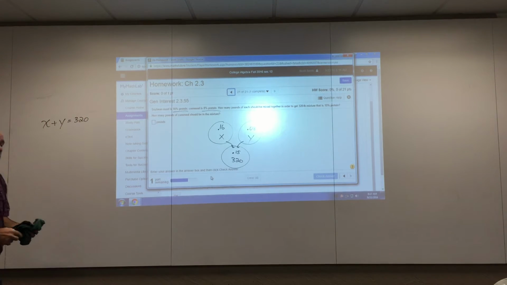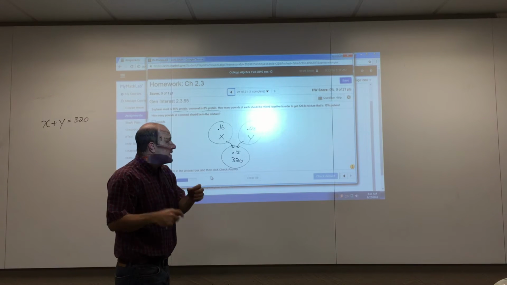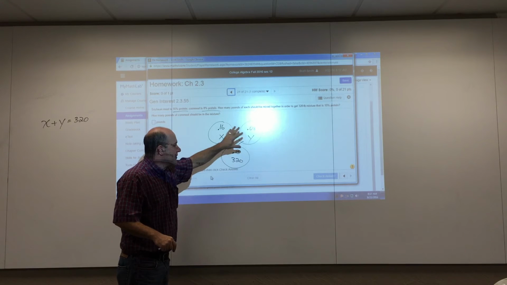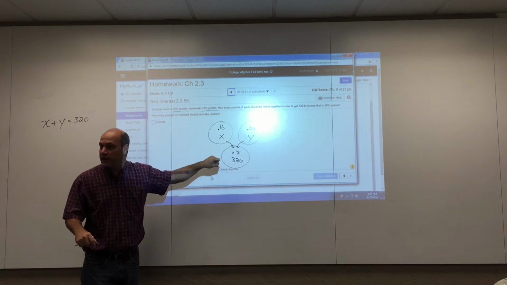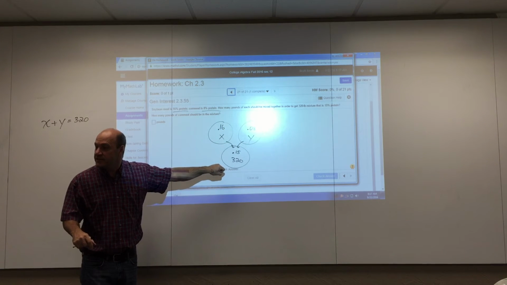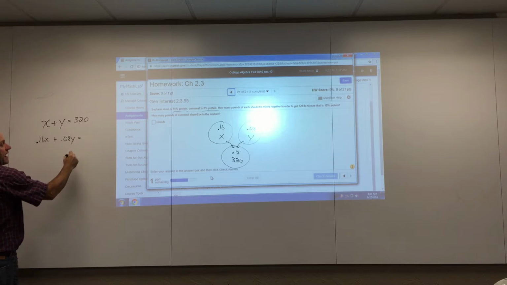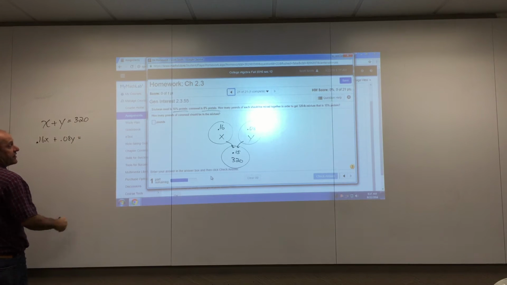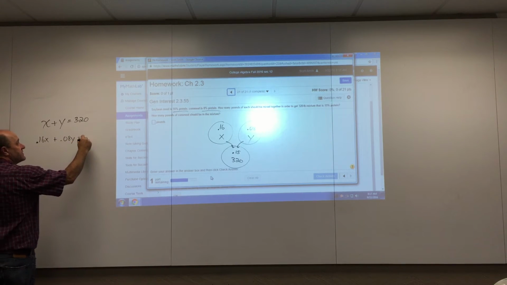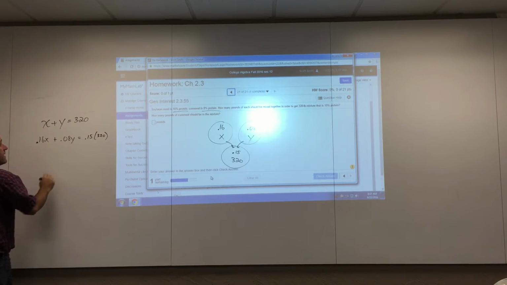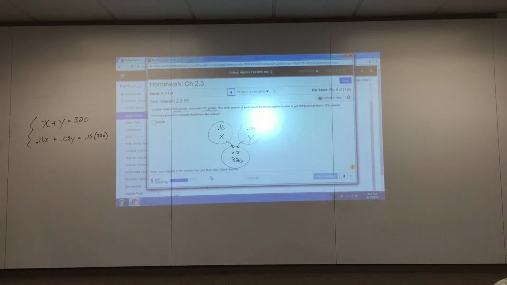And then the other equation is when you do the actual mixing, you take the percent times the amount, add them together to get this final percent times this final amount. It's pretty easy. So I'm going to have 0.16x plus 0.08y equals 0.15 times, that's not 30, 320. That's a number, by the way. And I have myself a system of two equations, two unknowns.